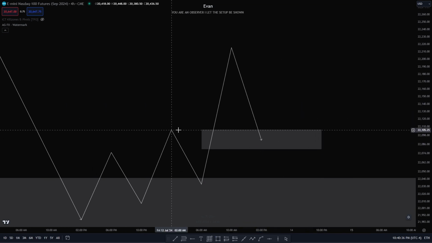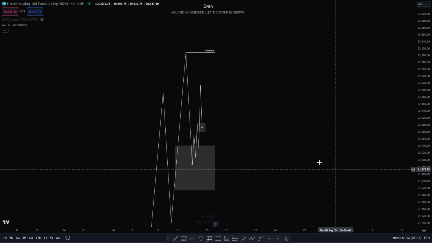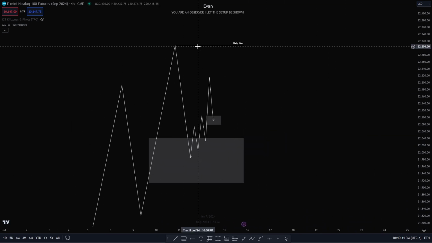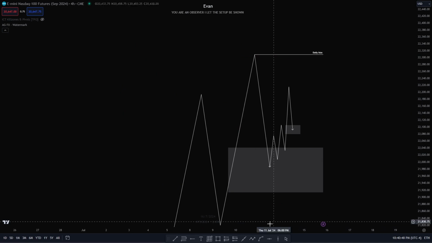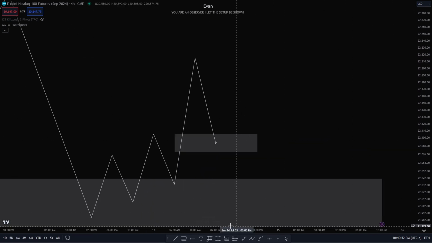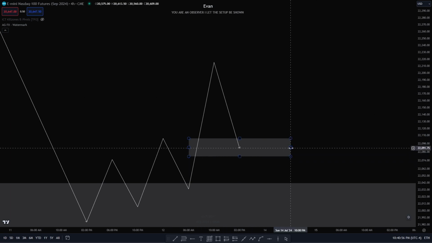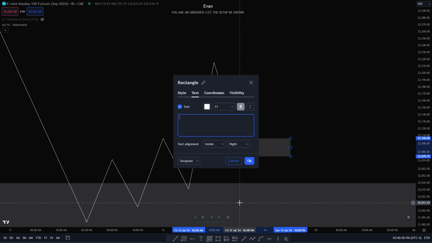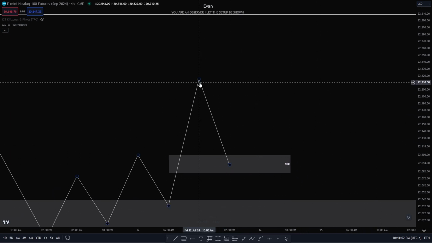Let's say this is the 1 hour. Looking at this, this is the daily, right? This whole range is the daily. And now zooming in, say this is the 1 hour. We displace up, come back down. We retrace into this 1 hour fair value gap, and we leave this high up here.